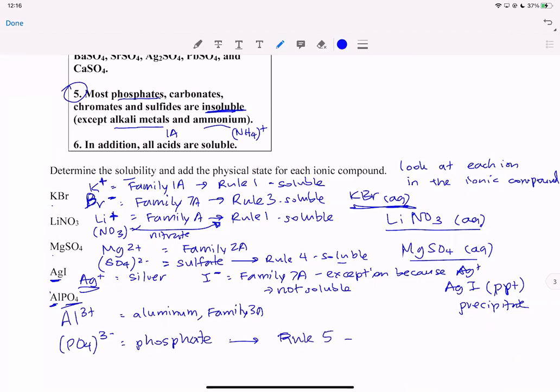And rule 5 says that these are insoluble, and it's not one of those exceptions. It's not an alkali metal or ammonium, because it's aluminum that's stuck to the phosphate. So it's insoluble, which means that this is not dissolved. It's not aqueous. So you'd write AlPO4, and this would be a PPT, precipitate. That's what not soluble means.